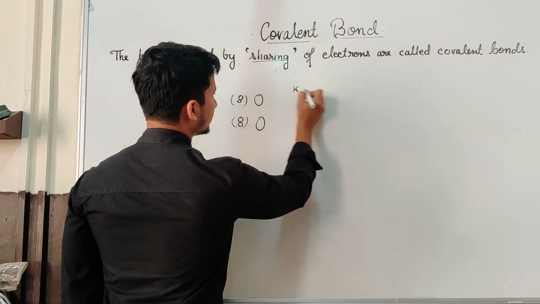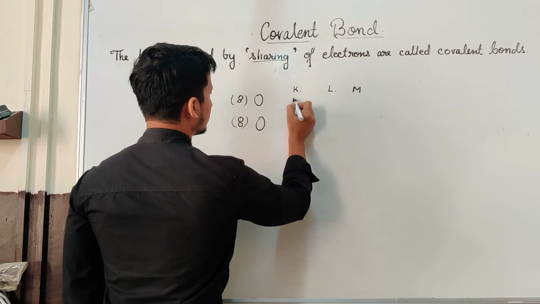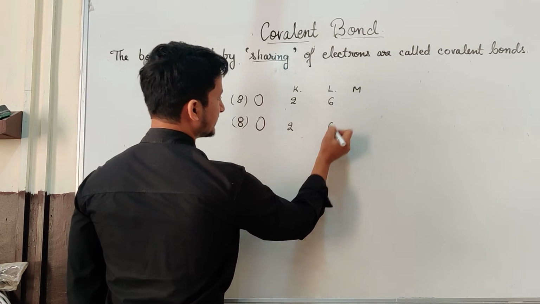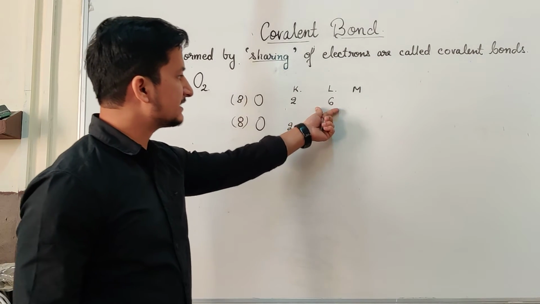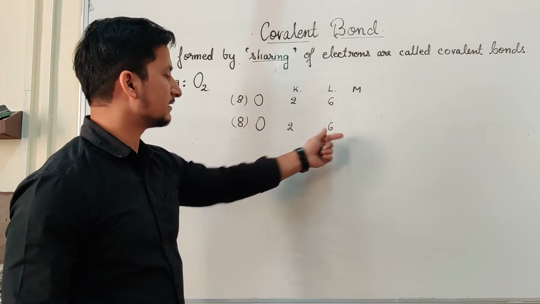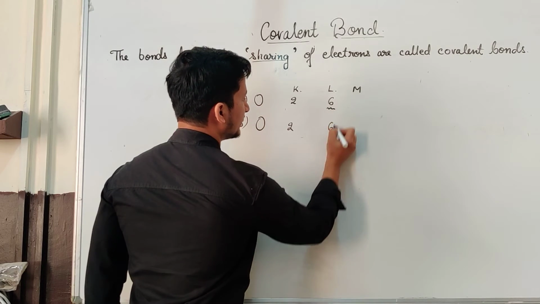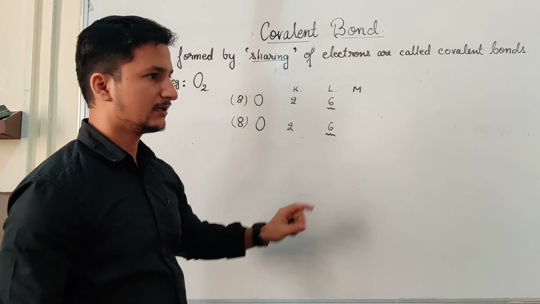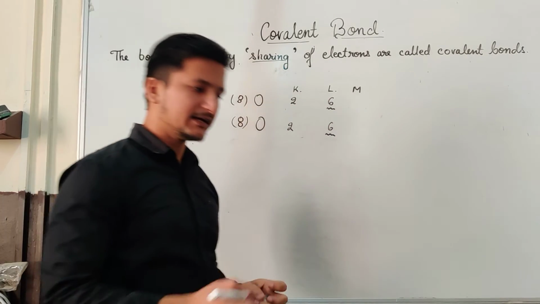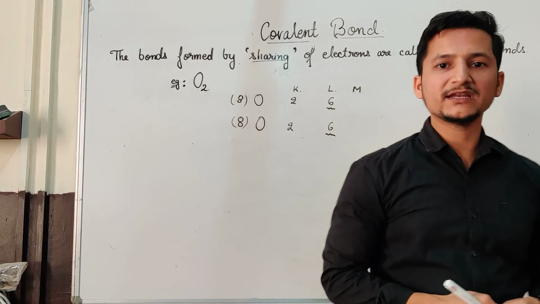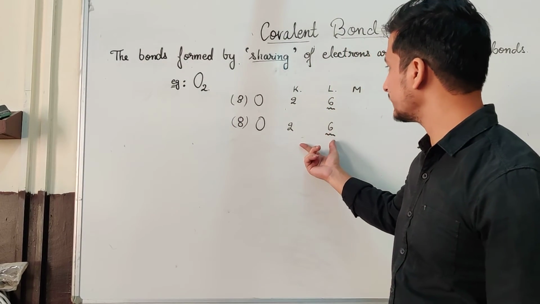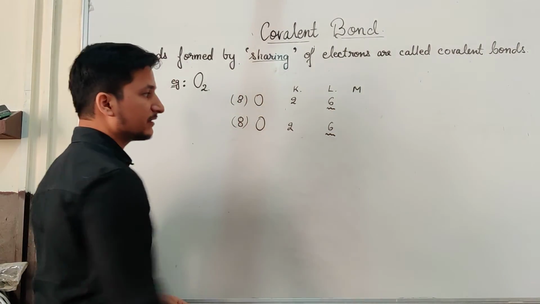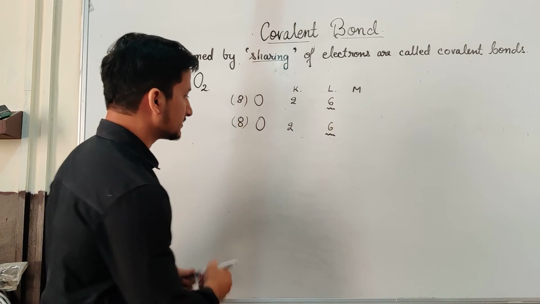So the electronic configuration for this is 2 in the first shell, 6 in the next shell. Both of them have 6 electrons in their outermost shell, which means both oxygen atoms need 2 more electrons to complete their last shell. It means that they will not lose their electrons. So here also sharing of electrons will take place. Now 2 electrons are needed by both of them, so they will share 2 electrons.